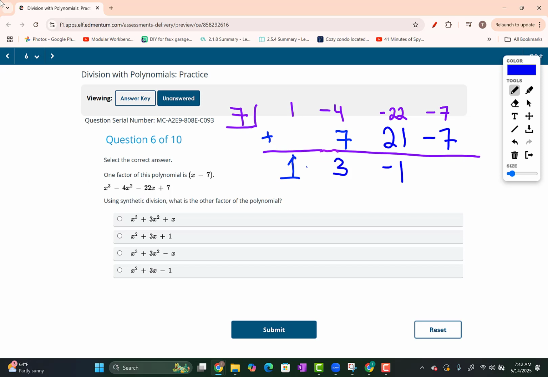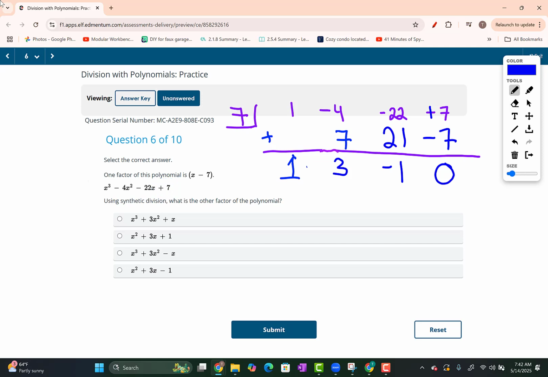And I just caught a mistake. This should be a positive 7 up here. And I recognize that that was a mistake because I wasn't going to get a 0 here at the end, and all of my answer choices have no remainder. So I know that has to be a 0.